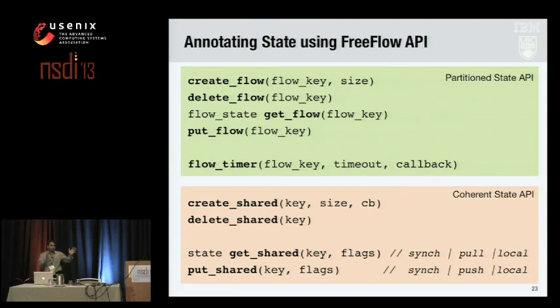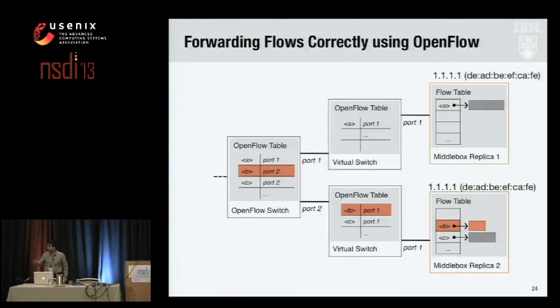So now that I've taken my application and modified the code to tag each piece of state as partition and coherent, what does FreeFlow do? The FreeFlow system automatically programs the flow forwarding rules in the network such that the flows reach the right replica. In this case, as we can see, flows B and C are in replica 2, and flow A is in replica 1. The forwarding rules, as highlighted, are going to the right replica, even though both replicas have the same MAC and IP.